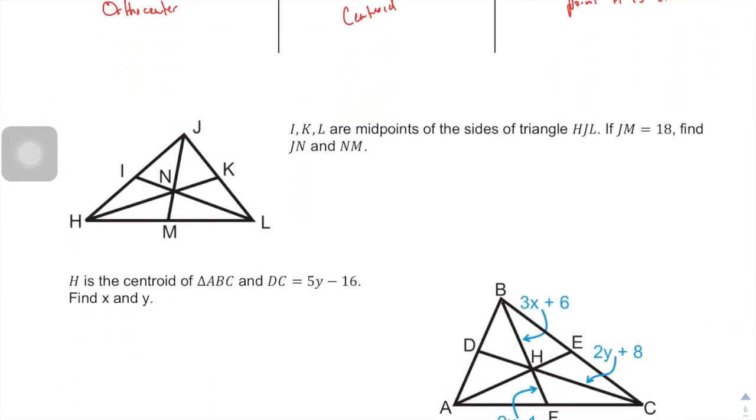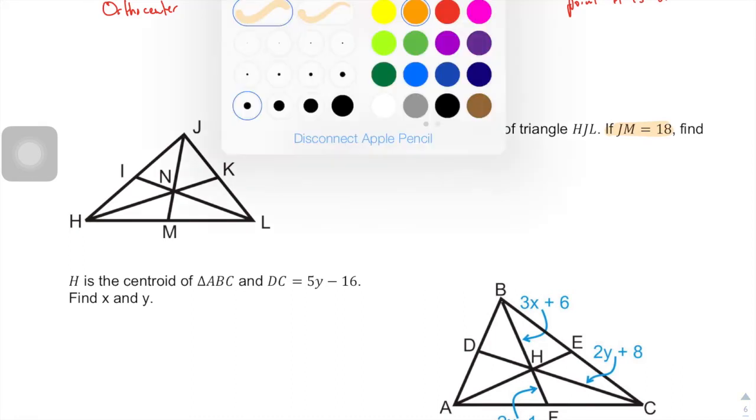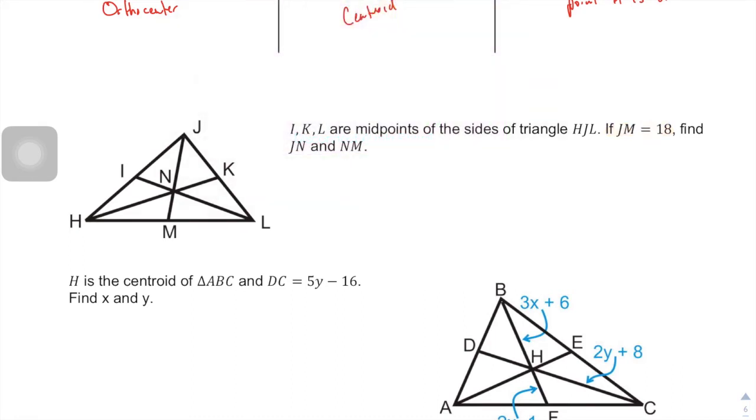Here we have I, K, L are midpoints of sides of triangle HJL. If JM is 18, find JN and NM. All right, so first off, let's label some of these things so we can see them on the triangle here. So JM is 18. I'm going to use purple here. We need to figure out what JN and NM are.